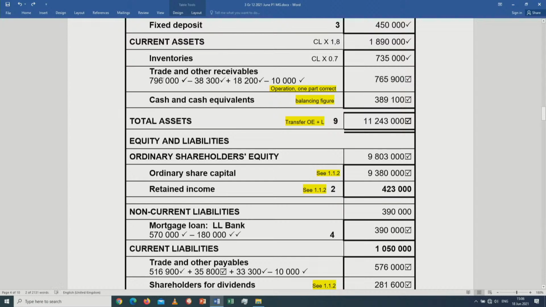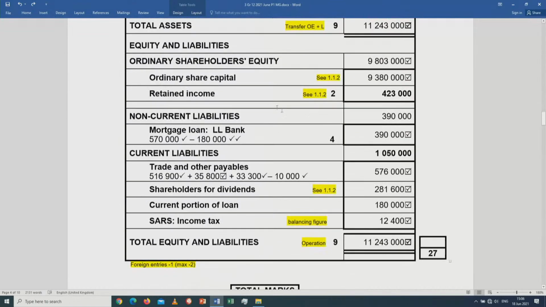If any of the figures is not there, but at least there are 2, 1 or more which are correct, a learner will definitely earn that one free. So the 389 will also be a method mark as well as the answer. So we'll come back to that.